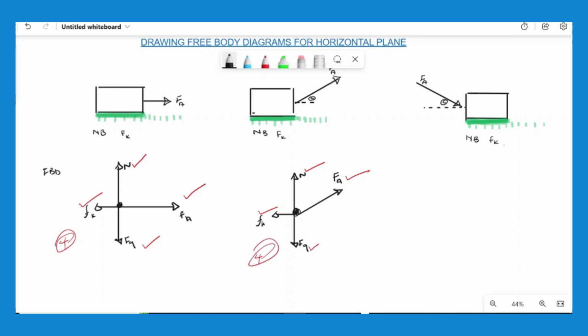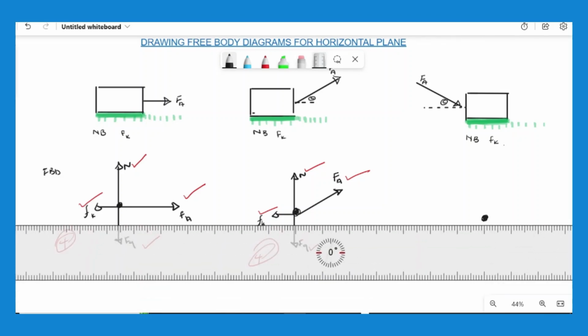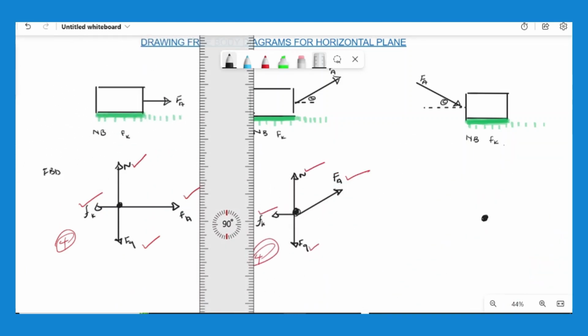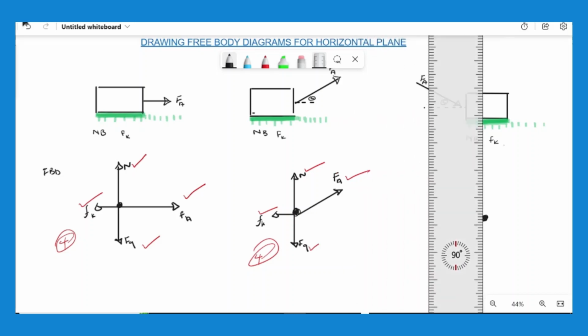Now let's look at this scenario. Last one there. To draw the free body diagram of this object, we are going to represent this object as a point or a dot. Then we start drawing our forces acting on the object. We always start with the weight. The weight is always acting straight downwards. Normal force is acting straight upwards on the flat surface.